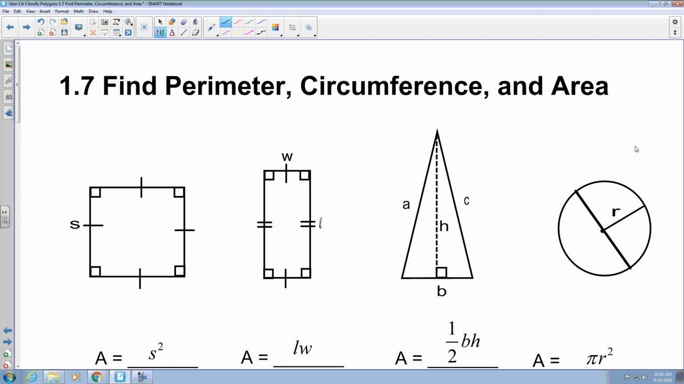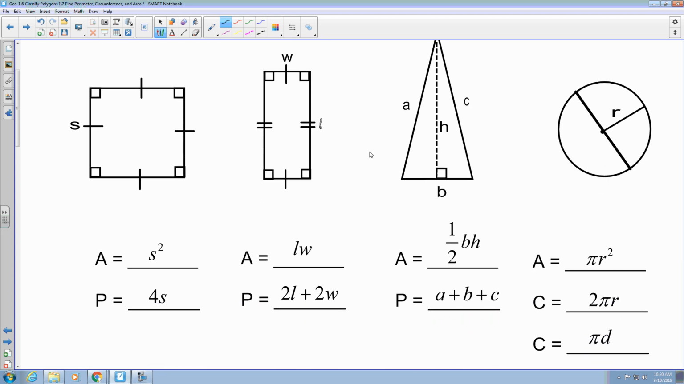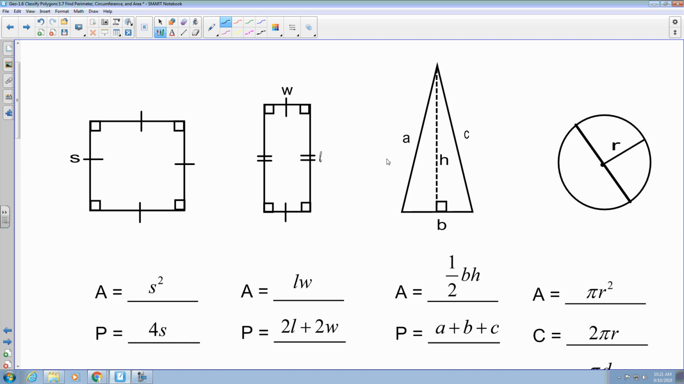All right, we're in section 1.7 where we're going to find perimeter, circumference, and area. So what we have here are various shapes where they have very common formulas for area and perimeter and also circumference. So looking at these first three, we'll just say we've got A, B, and C.